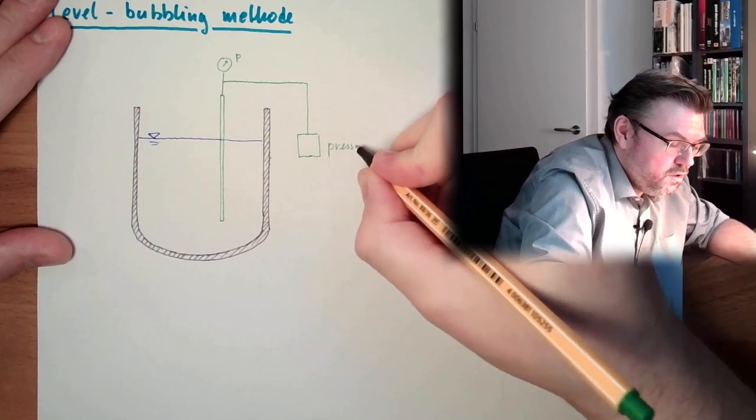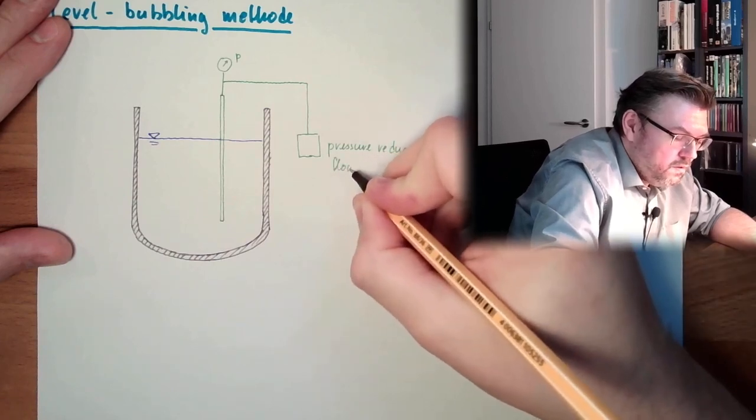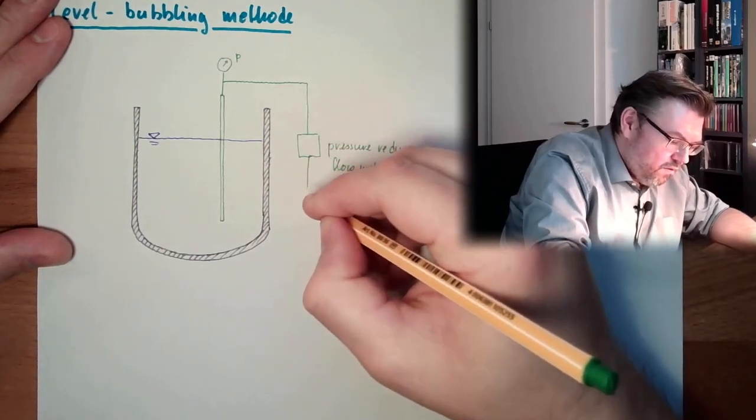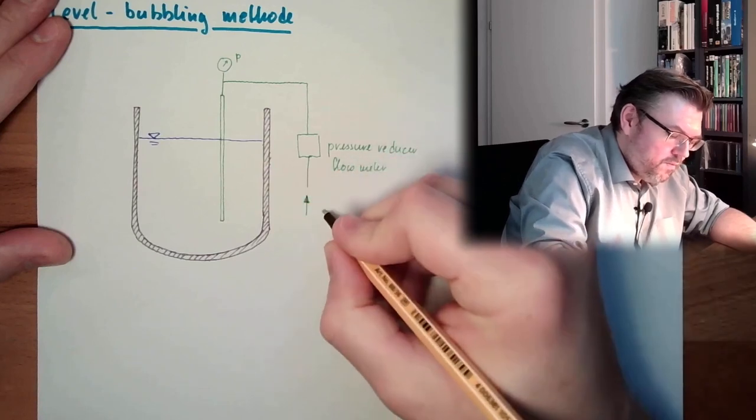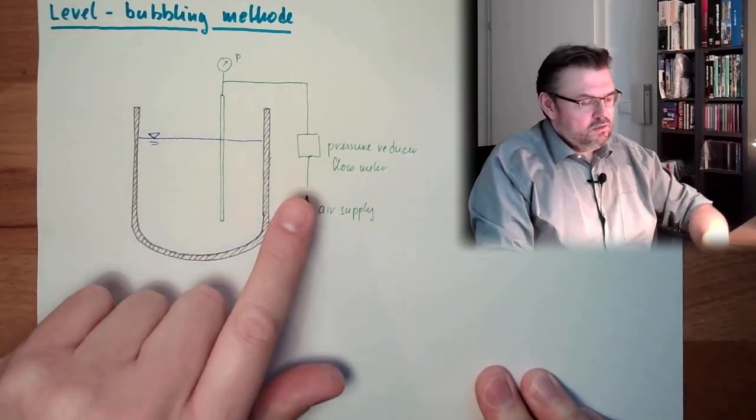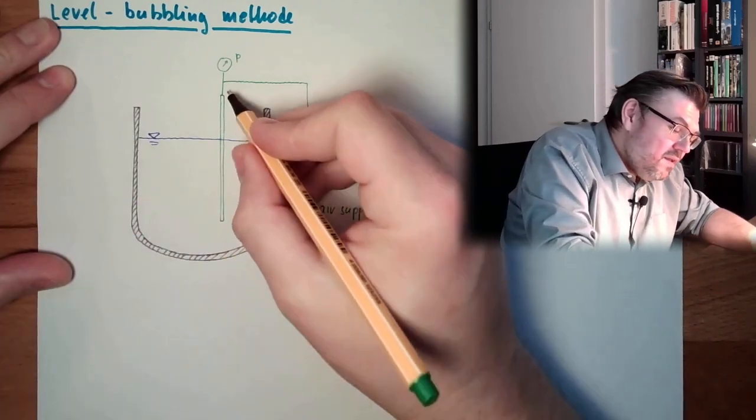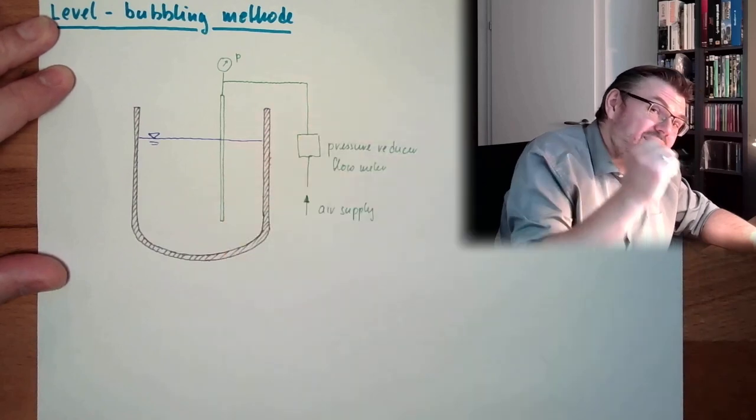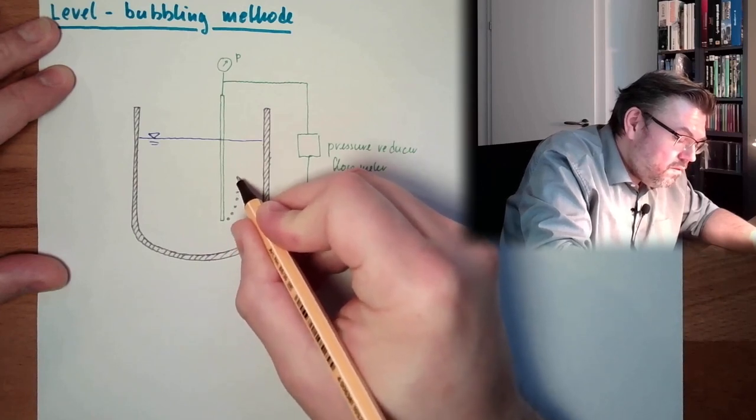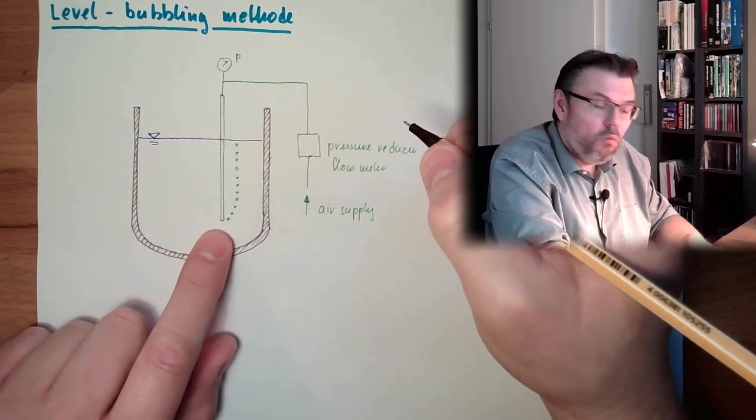So we have here a pressure reducer and a flow meter. This flow meter is only there to detect if there is already flow. The pressure reducer is reducing the pressure in a manner that the pressure inside the tube is exactly compensated, and suddenly there are tiny bubbles exiting the lower area of this.